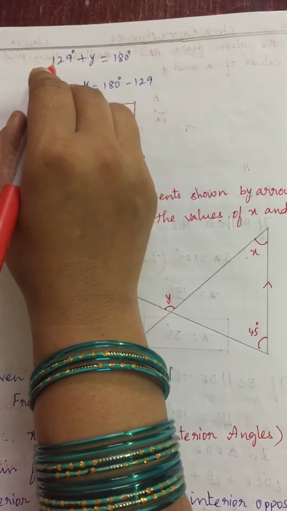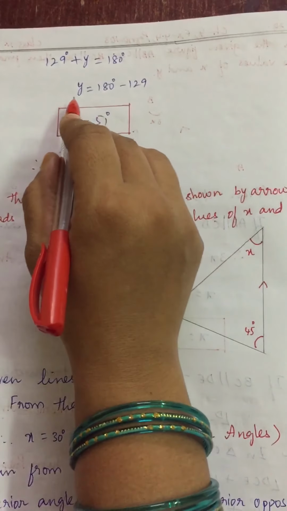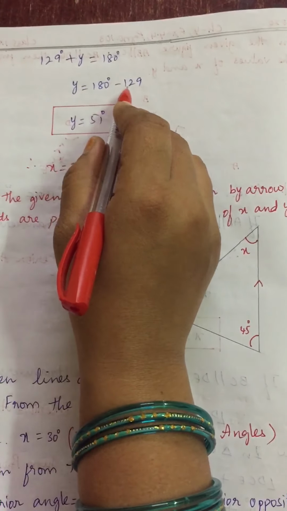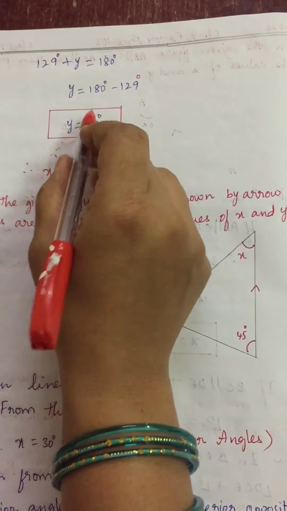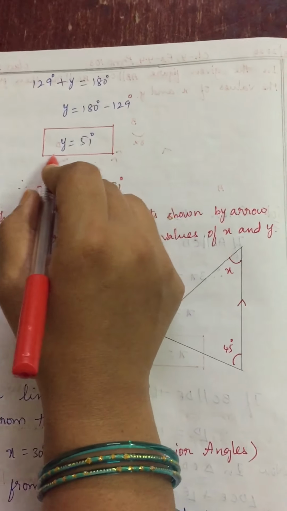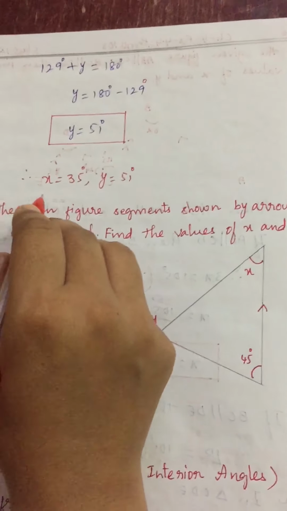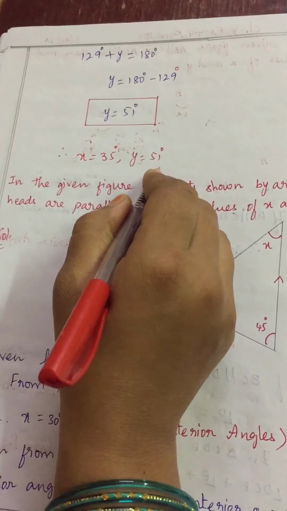Why do we keep this on this side? 129 send to the other side. So y equals 180 minus 129 degrees. Clear children? Subtract those two, you will get 51. So the y value is 51 degrees. So we got x as 35 and y as 51 degrees.